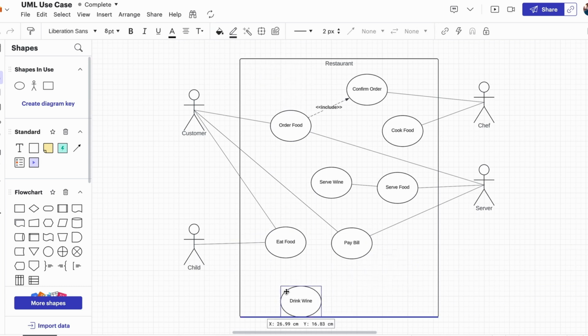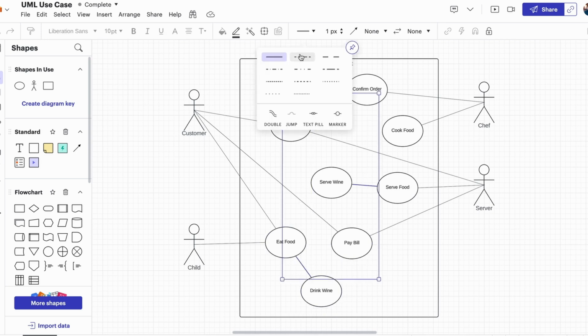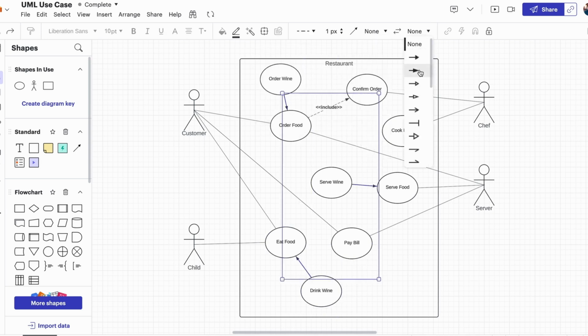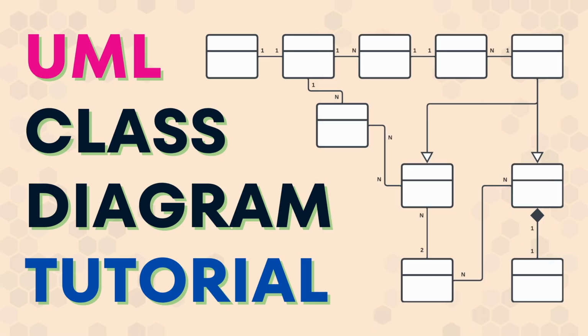We don't put a separate association because in our context we have a restaurant but not a bar, and it is assumed that wine is usually a part of a meal. If a customer orders wine, we should also extend serving food by serving wine and eating food by drinking wine.